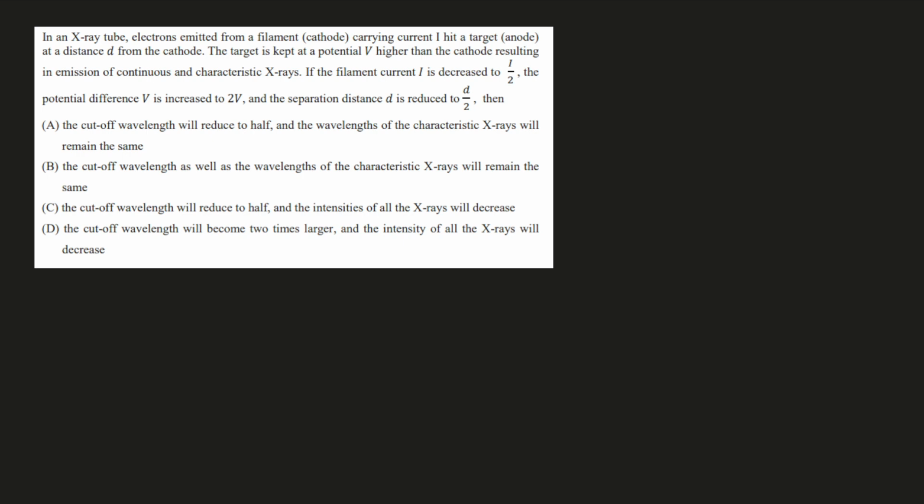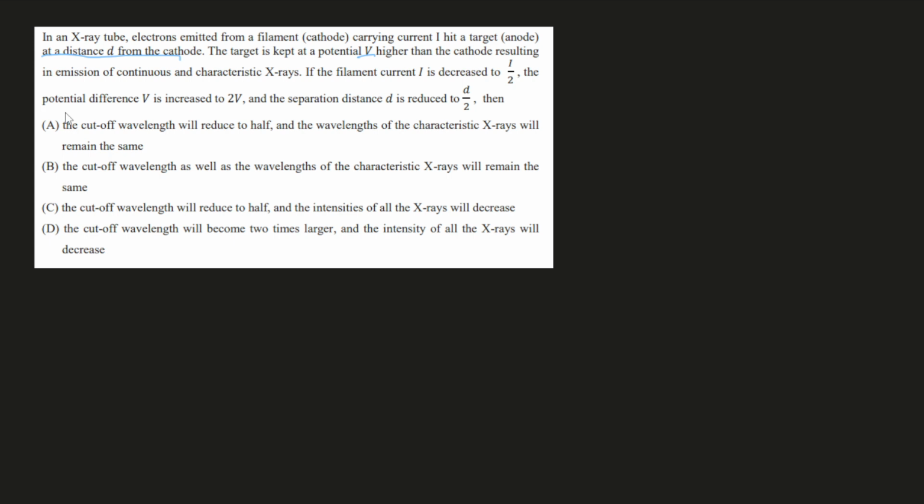So here's one of those theoretically easy questions from JEE Advanced 2020 Physics Paper 2, and it says that in an X-ray tube, the electrons emitted from a filament, that is the cathode, carrying current I, hit a target anode at a distance d from the cathode. The target is kept at a potential V higher than the cathode, resulting in an emission of continuous and characteristic X-rays.